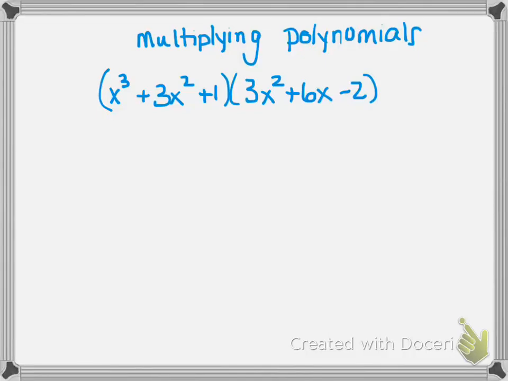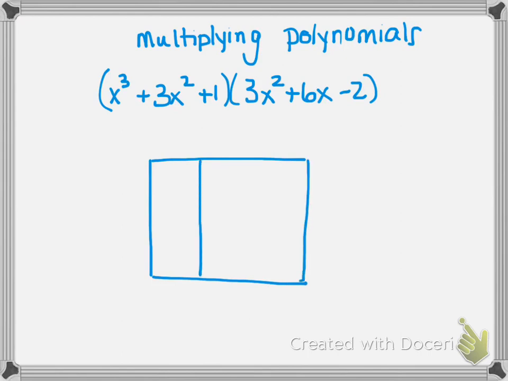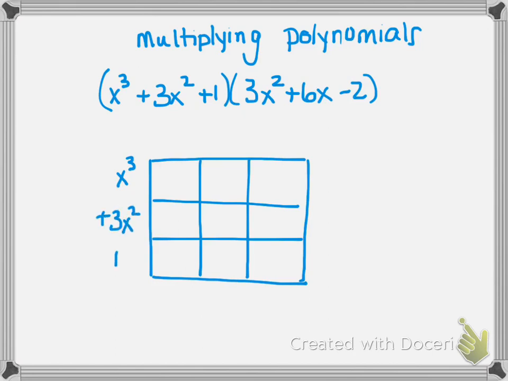Okay, so we're going to do a quick lesson on multiplying a 3 by 3 polynomial. So first and foremost, let's go ahead and set up our grid, knowing that we have 3 terms in each of those polynomials. So we have 3 rows and 3 columns. I'm going to take this x cubed plus 3x squared plus 1, put it down my left, and I have 3x squared plus 6x minus 2 across my top.